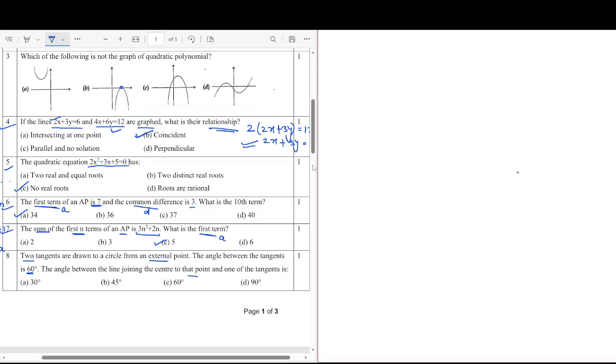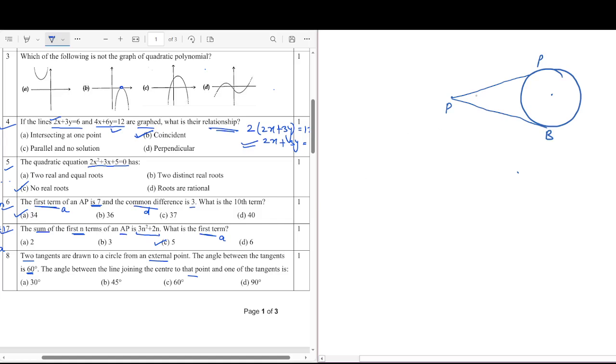They are saying that two tangents are drawn to a circle from an external point. So suppose this is a circle, this is the center, and this is an external point. Suppose it's P. From this point we are drawing two tangents to the circle. Suppose this is PA and another tangent we can draw as PB. Now they are saying the angle between the tangents is 60 degrees.